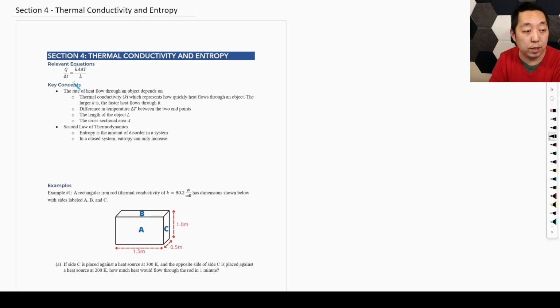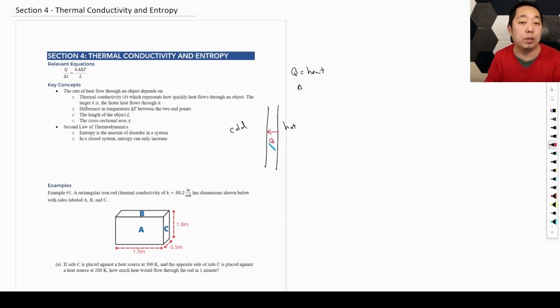But for thermal conductivity, we're talking about heat flow. We're talking about the rate at which heat flows through an object. Okay, so Q is the amount of heat. So in this case, let's say you have heat flowing through a wall. It's cold outside, there's a temperature difference, right? So it's cold out here, it's hot here, and we're talking about how the heat tends to go from hot to cold, how does the heat flow through an object?